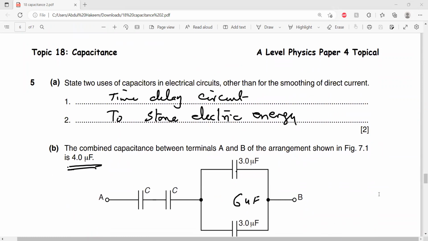Next question. State 2 uses of capacitors in an electric circuit other than for the smoothing of the direct current. Yes, it is used for time delay circuits, to store electric energy. It blocks direct current. So you can write any two.